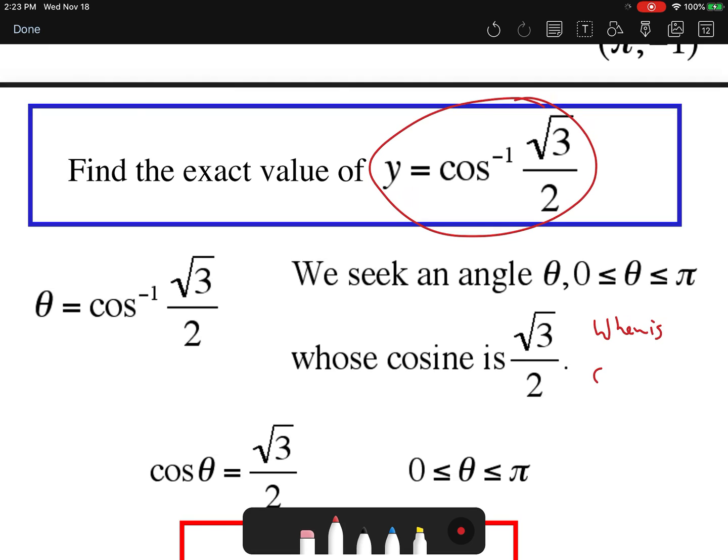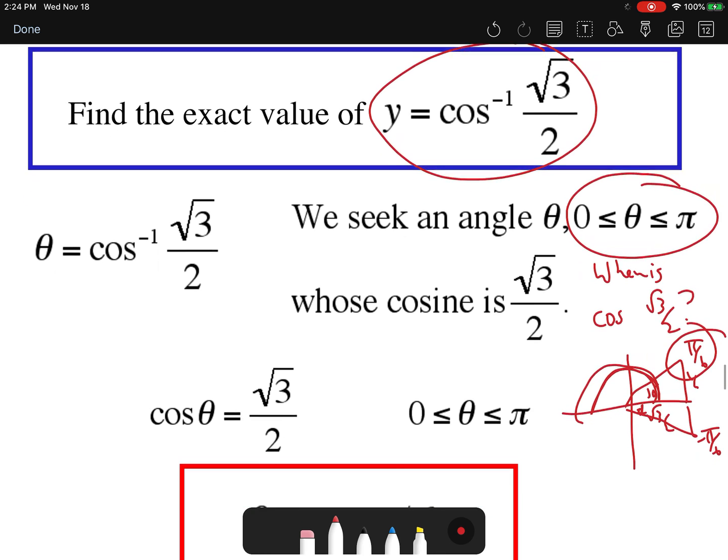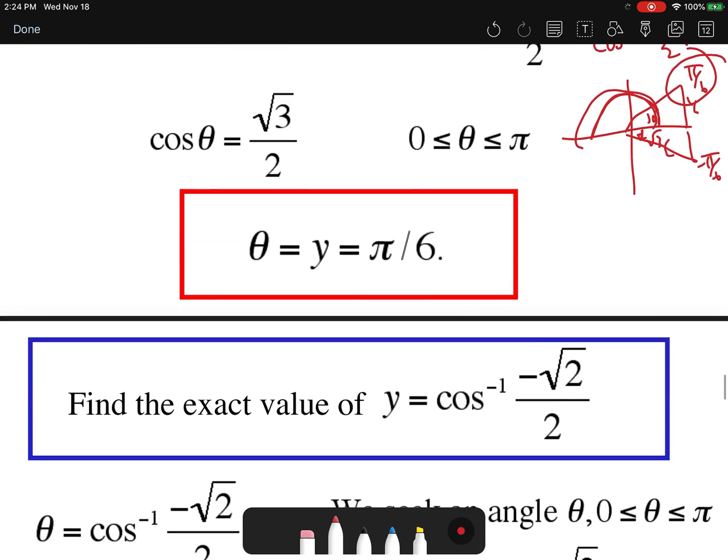So you ask yourself, when is cosine radical 3 over 2? Well, you could do this if you wanted to. Radical 3 over 2 is there. This would be 1/2, so that's 30. So it's pi over 6. But negative 30 also works, right? So negative pi over 6. Well, wait a minute. Remember, inverse cosine is only good between 0 and pi. So we just have one answer, pi over 6.